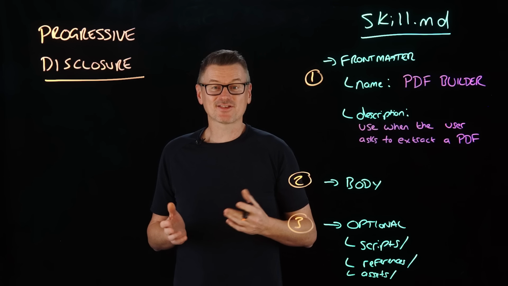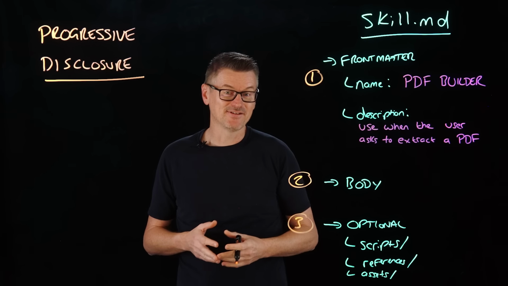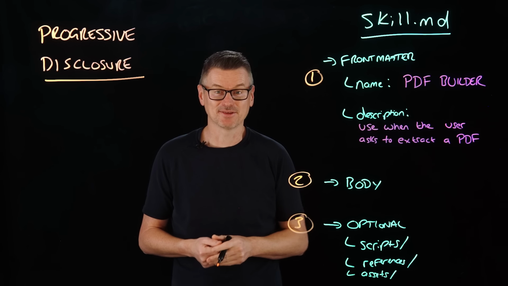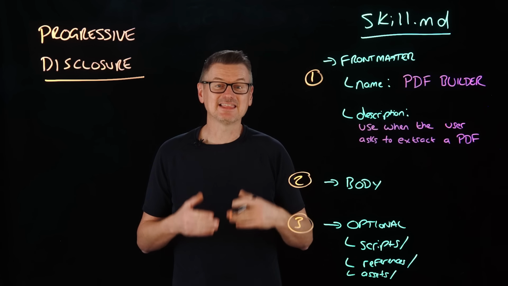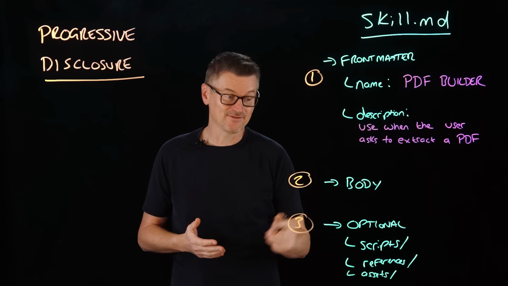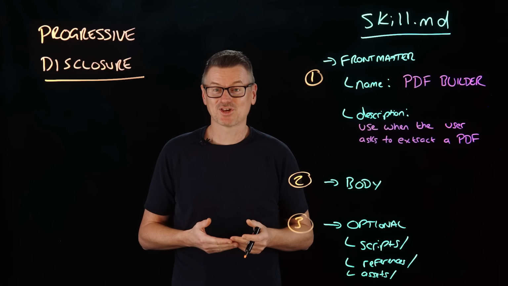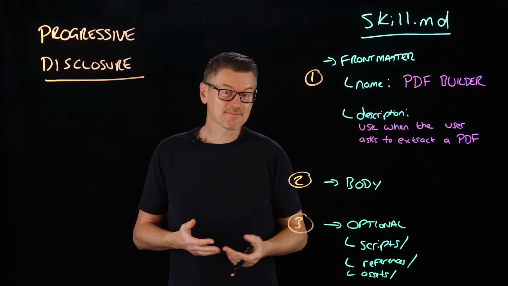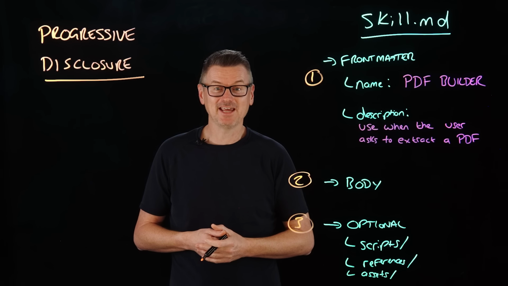So the agent starts with a lightweight index of everything it can do. That's the name and description. It pulls in the detailed instructions when they're relevant, the body, based on matching the trigger condition, and it grabs resources only at the point of need.